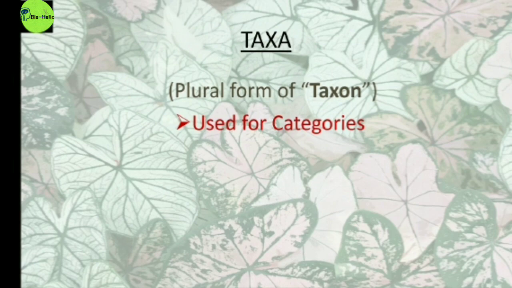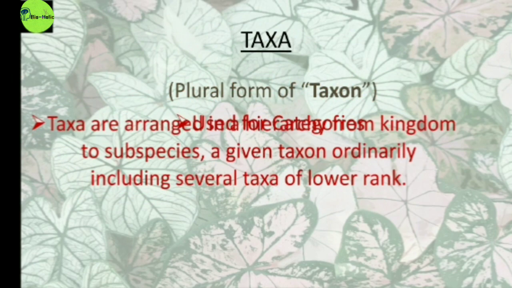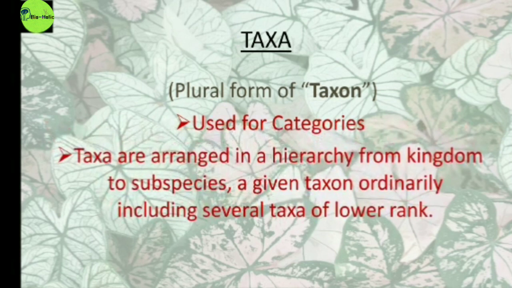So what is the definition of taxa? The taxa are arranged in a hierarchy from kingdom to subspecies, a given taxon ordinarily including several taxa of lower rank. Hence, all living organisms can be classified into different taxa on the basis of specific characteristics exhibited by them.